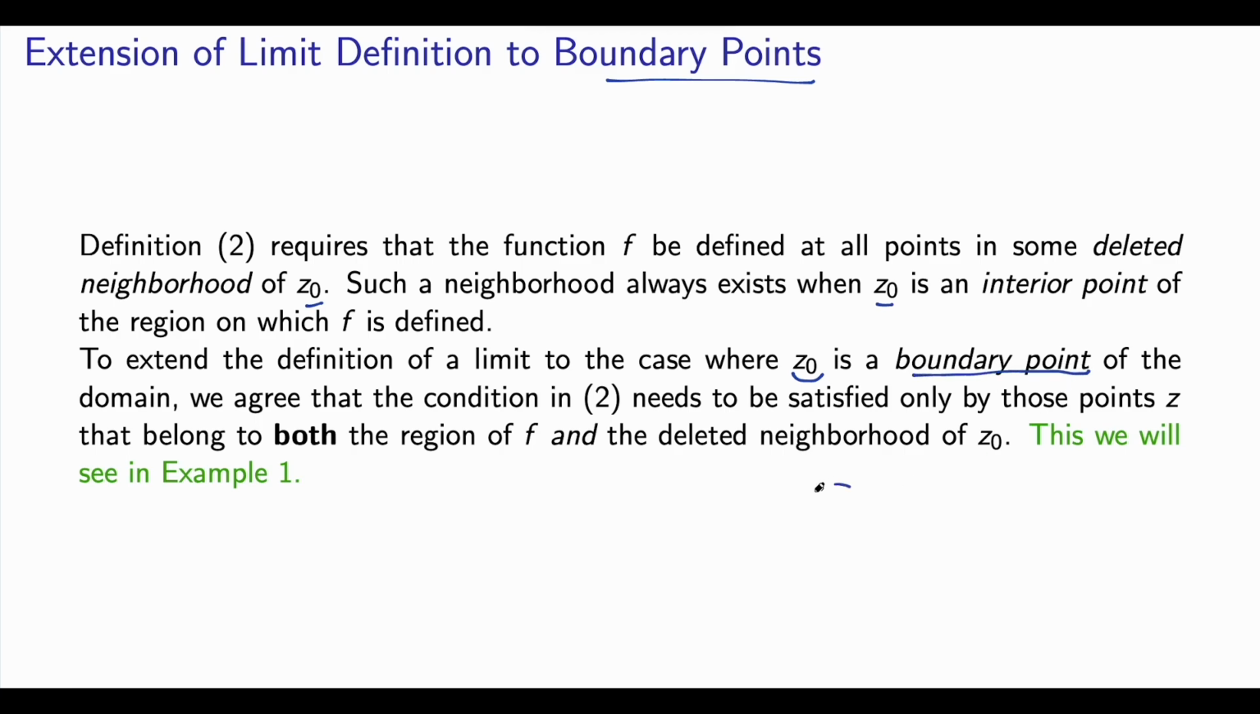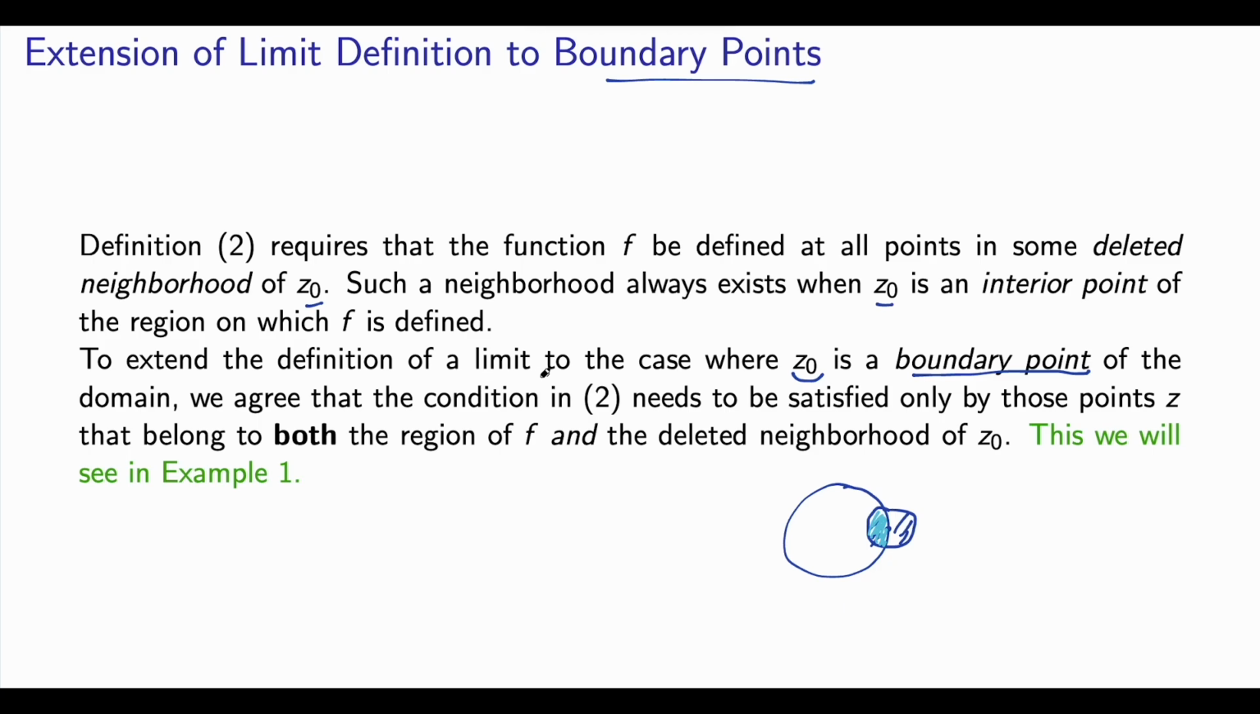Boundary point means if you have a circle and this is the boundary point. Whenever you prepare a neighborhood, what happens? Some points go outside of the set and some points are inside the set. So here we will consider the neighborhood, all those z which are common to the region as well as the neighborhood. So this is your neighborhood. We are going to take this part only. This is how we are going to define the neighborhood, right?